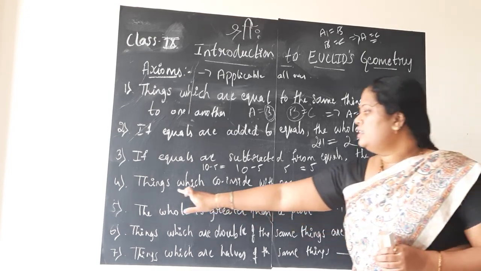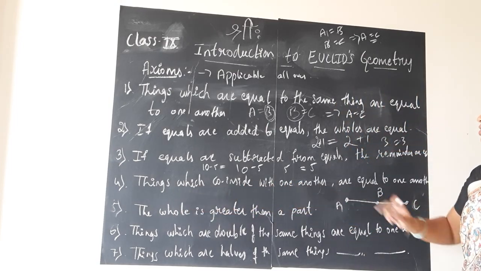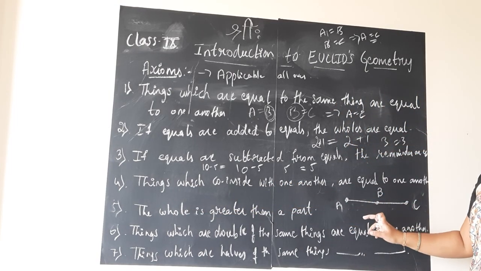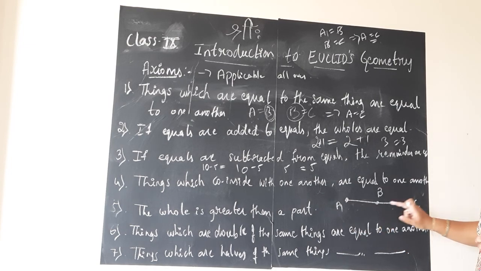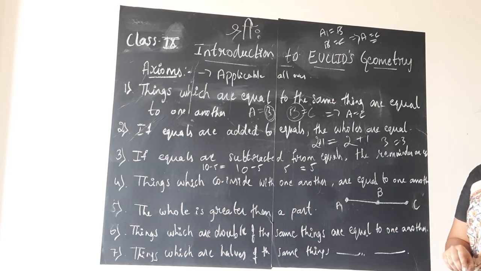Now, things which coincide with one another. So here, this line, starting from A and starting from C, both will coincide at B. That is what we mean by telling B is the midpoint. Yes, no?